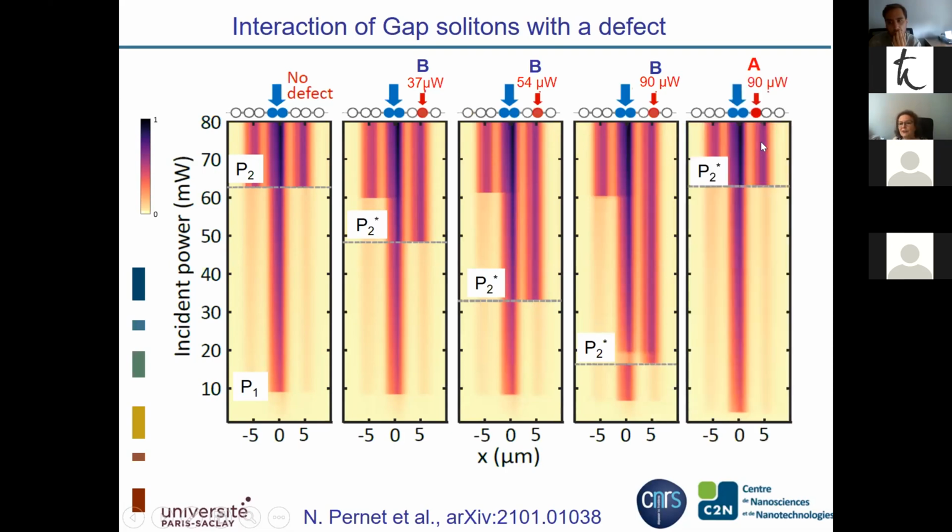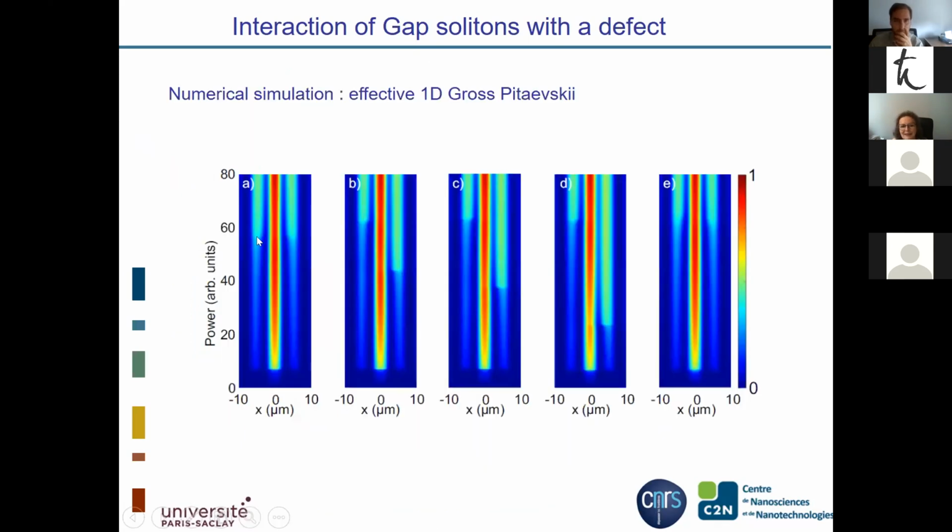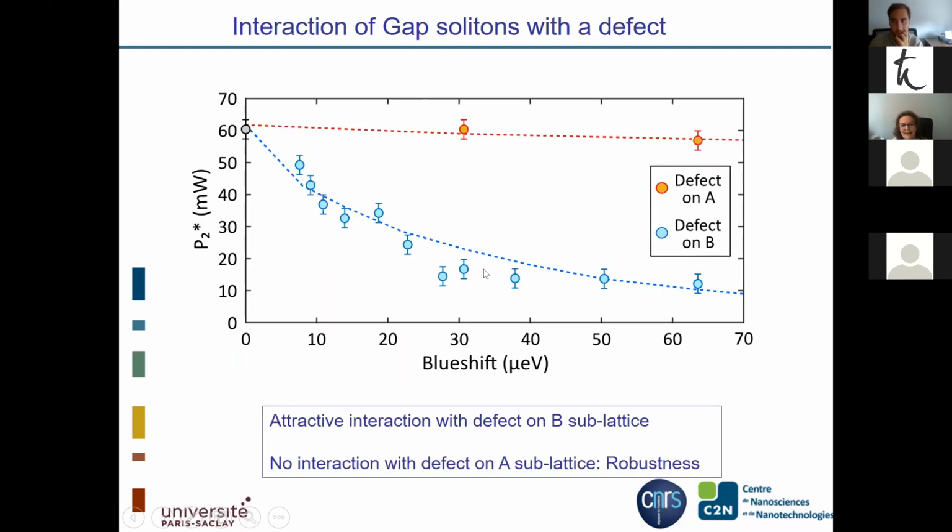If we do that on the A pillar, on the pillar where there is zero intensity of the soliton, we see no effect. This is fully reproduced by simulation using a nonlinear Schrödinger equation or Gross-Pitaevskii equation. So what we see is that there is some robustness of the gap soliton to defects located on the A sublattice because of this spin polarization. This robustness comes from the sublattice symmetry of the lattice, which is where this topology comes from.